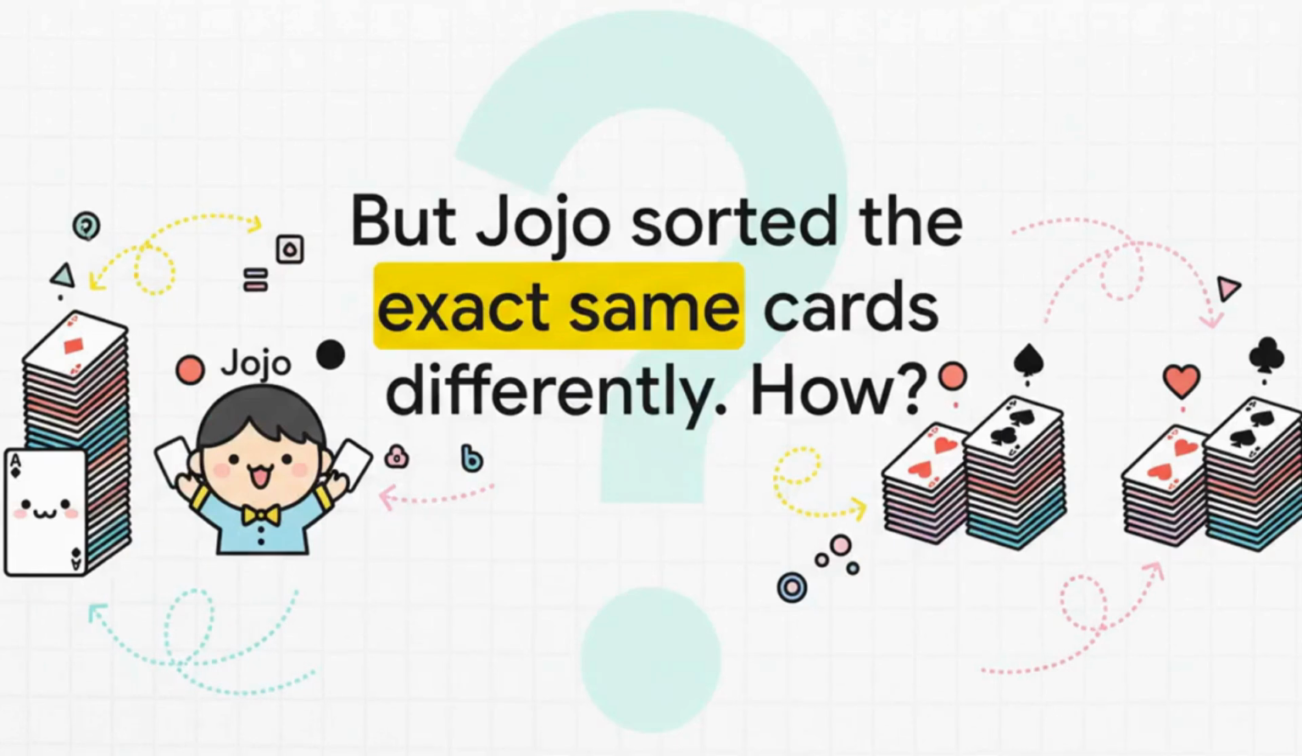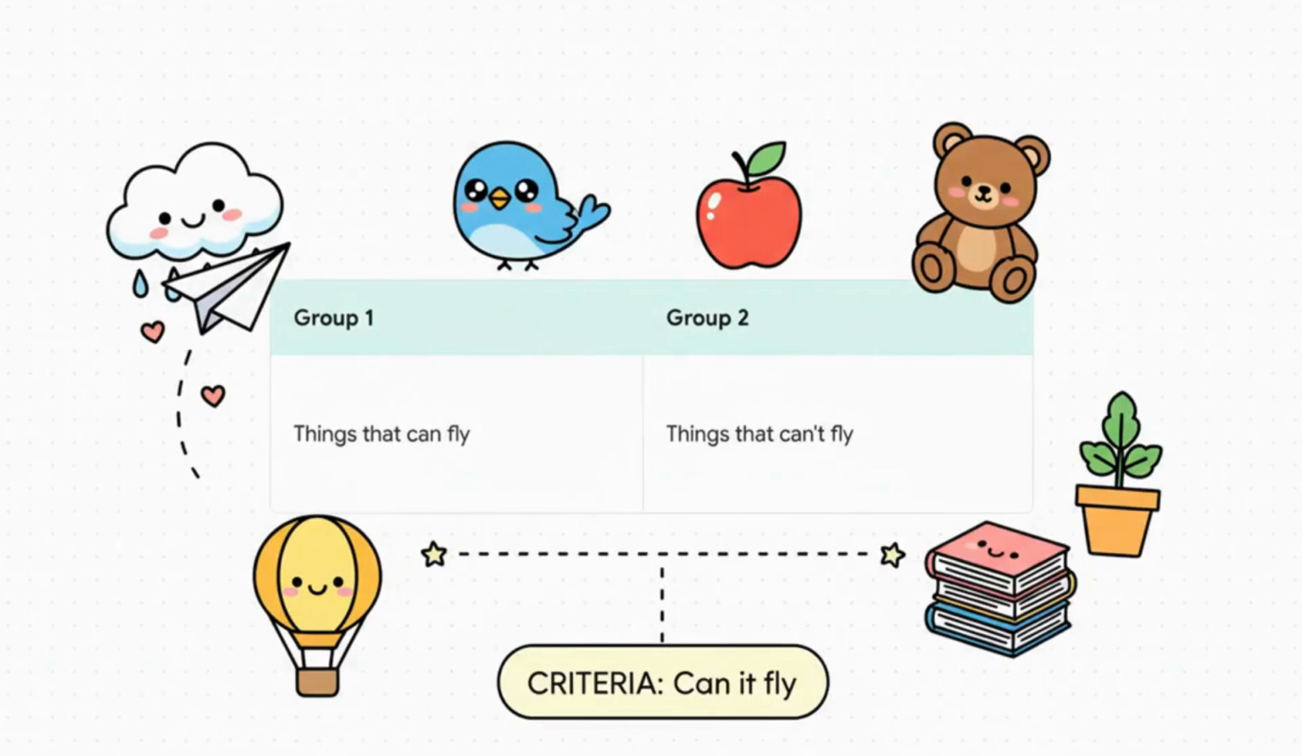But then, in comes her friend, Jojo. He grabs the very same pile of cards and he sorts them too. But when he's done, his groups look totally different. How is that even possible? What other rule could he have possibly used? And there it is. Jojo used a completely different rule. Can it fly? All of a sudden, the bird is in a totally new group. And here's the key. Both Teji and Jojo are 100% correct. They didn't change the cards, they just changed the question they were asking.